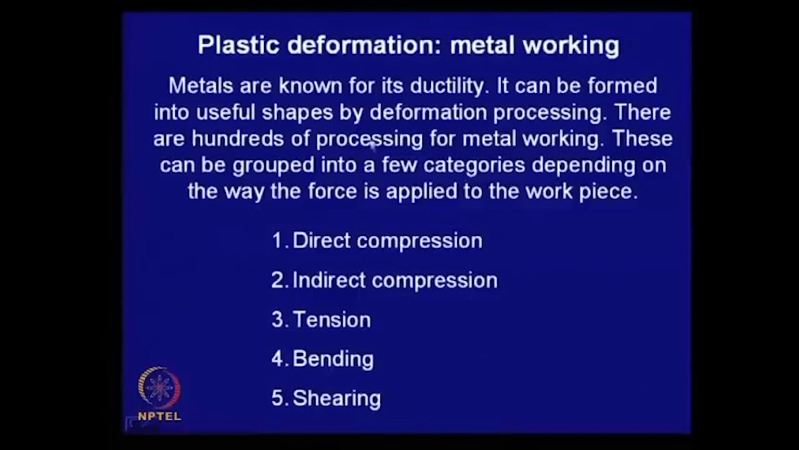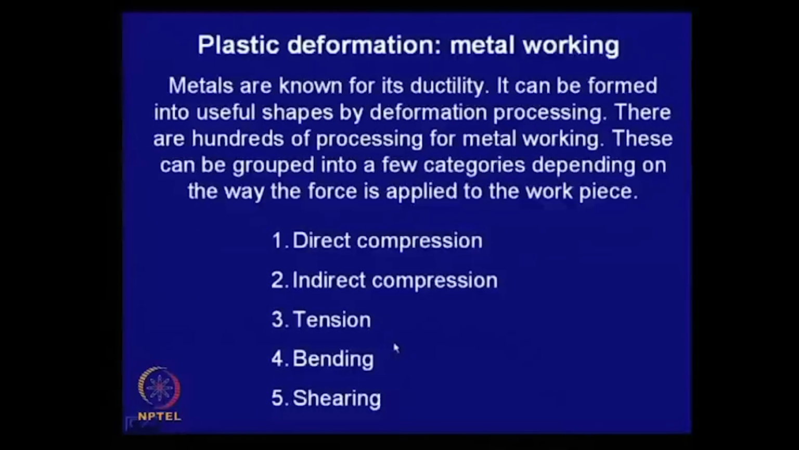Now, if we look at what plastic deformation is, we apply load to a metal, and under load the material deforms. Metals are known for their ductility. They can be formed into useful shapes by such deformation processing. There are several methods of metal processing, and these can be grouped in a few categories depending on the way the force is applied, which are listed here: direct compression, indirect compression, tension, bending and shearing.